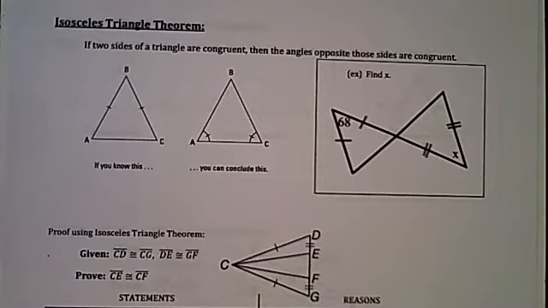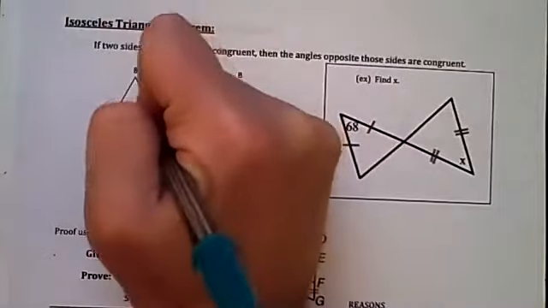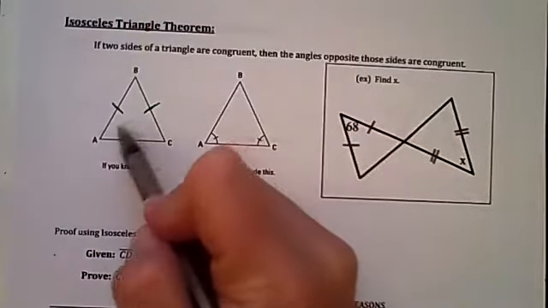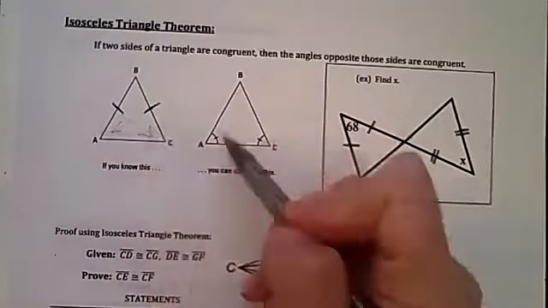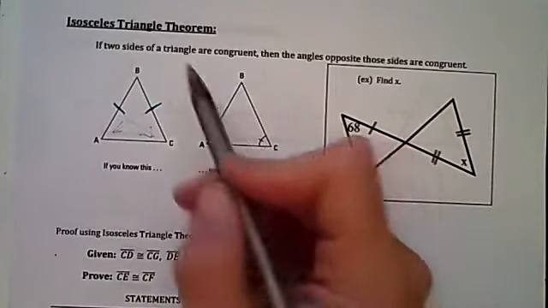So that's basically what the isosceles triangle theorem says, that if you have two sides of a triangle that are congruent, the angles opposite those sides are congruent. So if you had a problem where you were given that these two sides are equal, you could conclude that the angles opposite those sides are equal. So you could conclude that A is congruent to C, and the reason for that would be the isosceles triangle theorem.